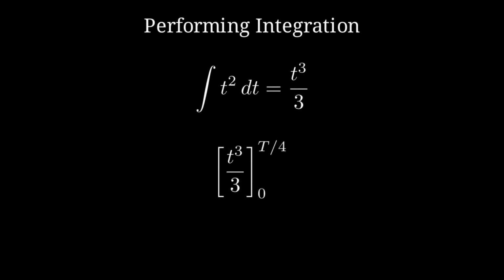Using the power rule for integration, the integral of t squared is t cubed divided by 3. When we evaluate this from 0 to T over 4, we get T cubed divided by 64, all divided by 3, which simplifies to T cubed over 192.